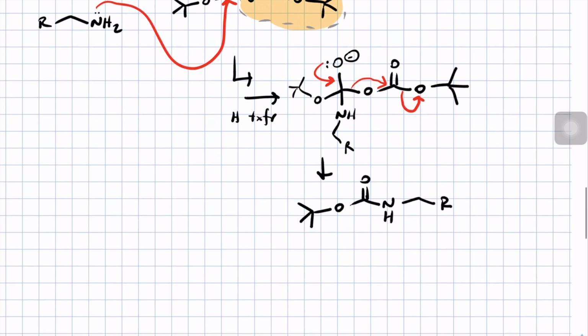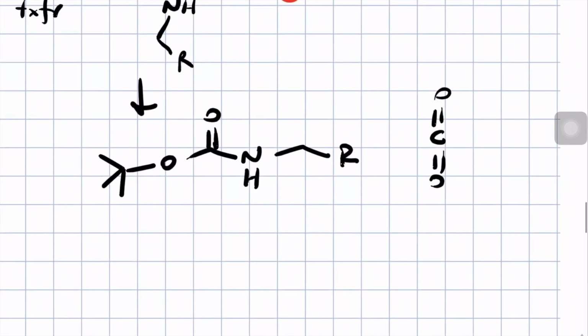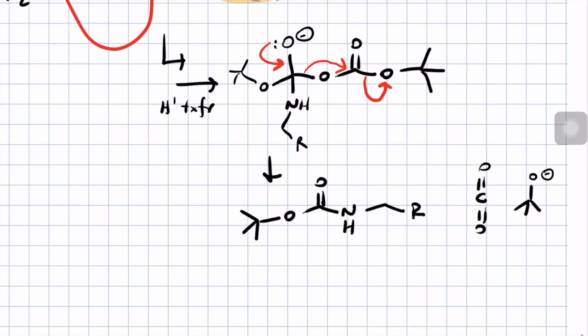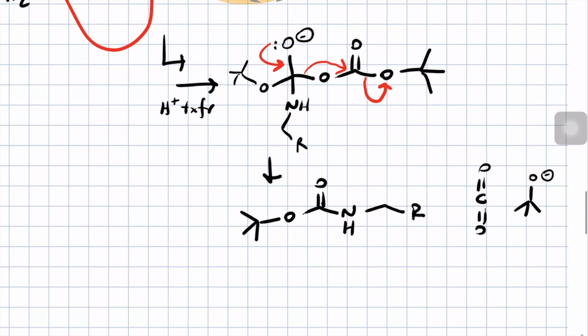So here's my amino compound, here's CO2, and here is t-butoxide, and maybe that's the thing that rips off the proton from the nitrogen in the previous step. Ultimately, this becomes t-butanol, which is a solvent and which you can readily isolate.